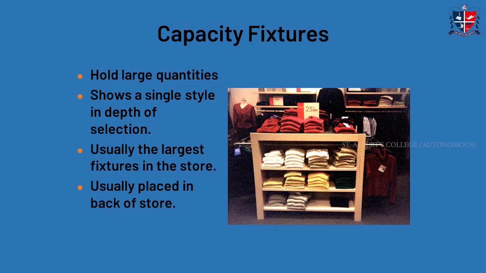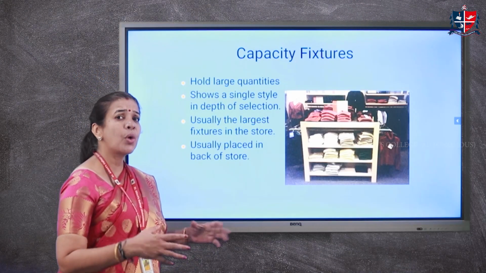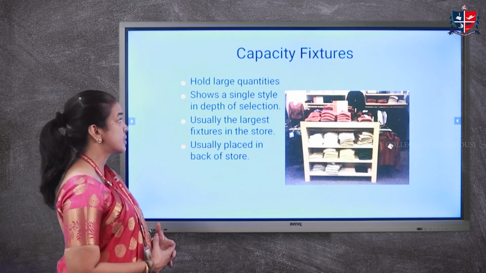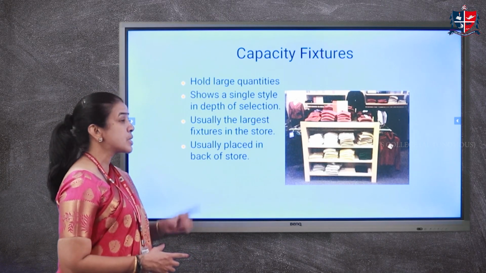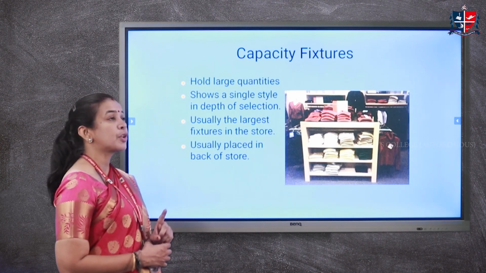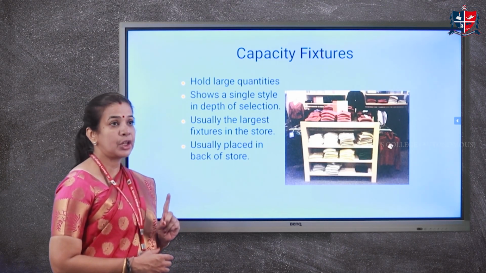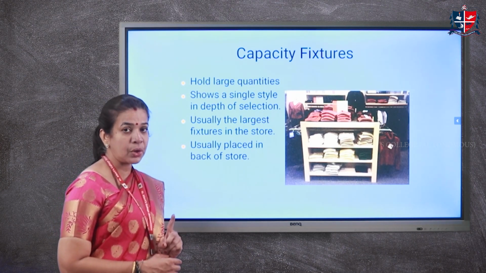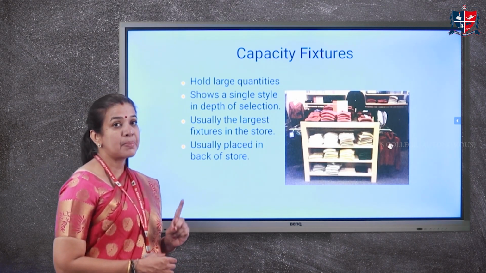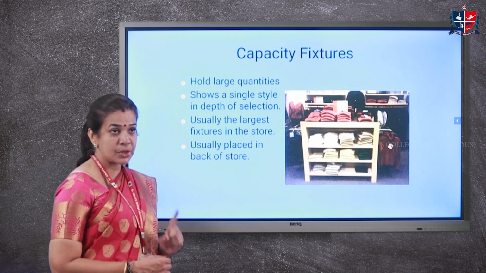So these are different types of fixtures. First one is the capacity fixture. Whenever you want to display large quantities, then you go for it. It shows a single style in depth of selection. Once again, this depends upon whether you are manning a specialty store or a general merchandise low cost store.